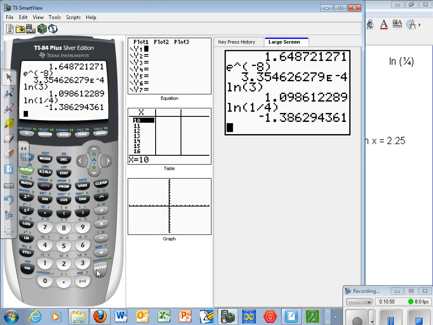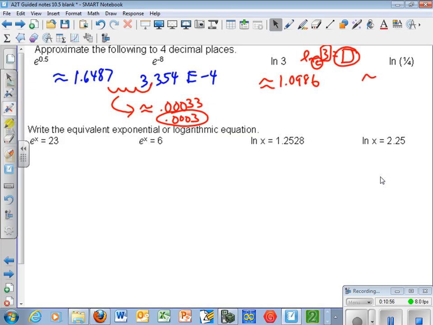So it's negative 1.3863 rounded off. Negative 1.3863 rounded off. So that would mean e to that power is about 1/4 or 0.25.